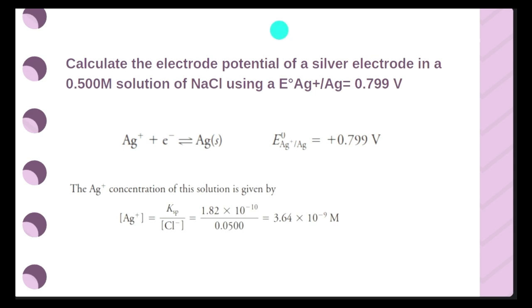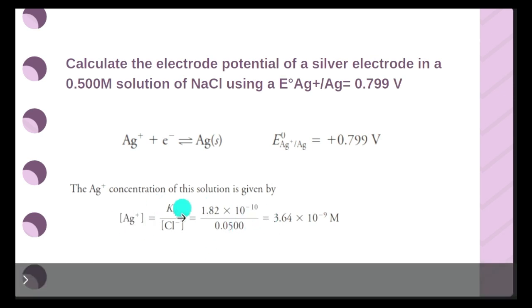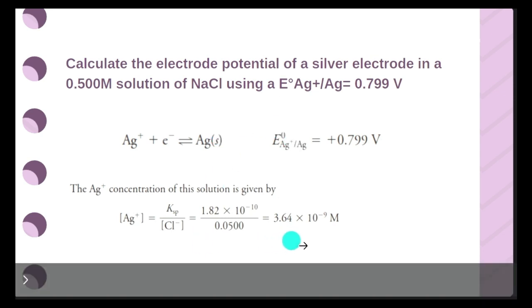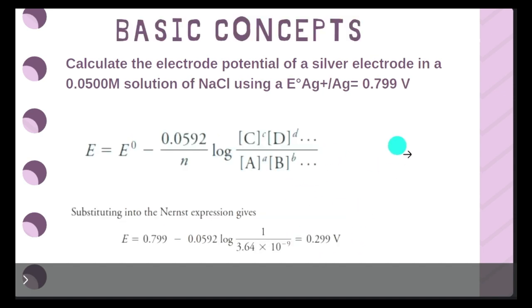Ksp value. So rearranging the equation will result into this equation here, wherein the Ksp is 1.82 times 10 raised to negative 10 divided by the concentration of chloride ions, which is 0.0500, which will equal 3.64 times 10 raised to negative 9 molar.